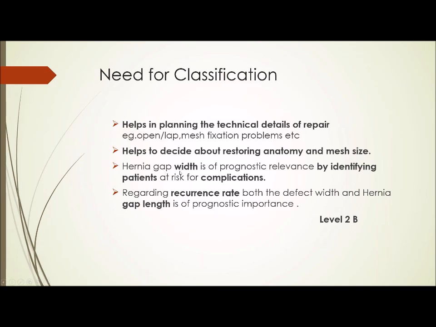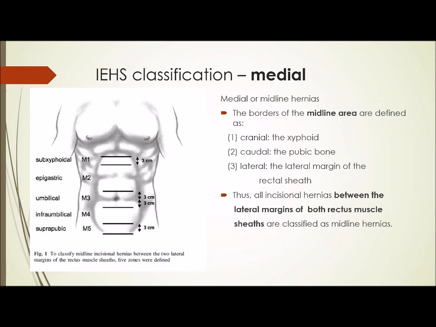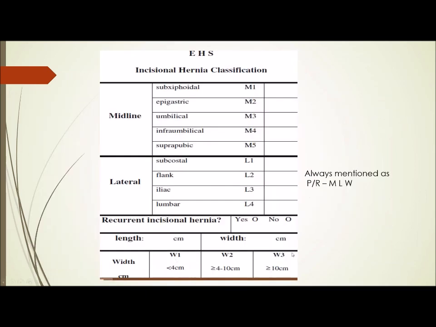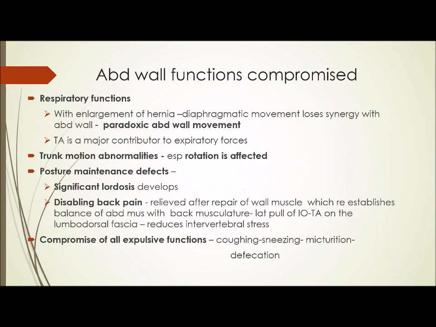The width of the particular hernia defect gives you prognostic relevance by identifying what? By identifying patients at risk of complications. The larger the width, the more the complications. Why? Because the larger the mesh, the more the complications. Similarly, the recurrence rate for a hernia depends not only on the defect width, but also on the length. So the length and breadth both are important. That's why in the first figure, see, it has both a length and a width. All these things have to be taken into account because each one of them is important as far as the ultimate decision making is concerned.